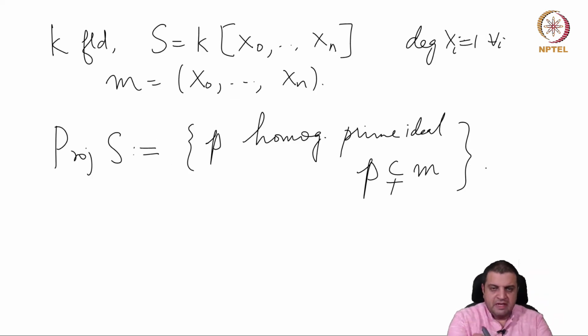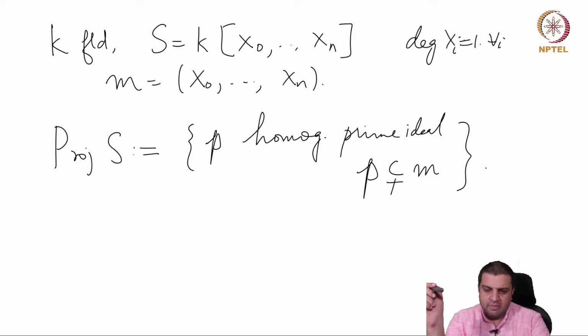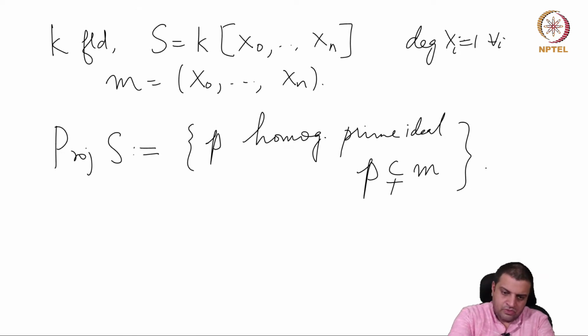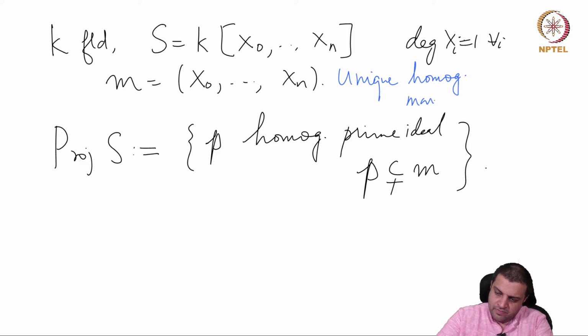For us, K would be a field. So this definition is restricted to the case where K is a field. The general definition is a little bit different, but we'll just keep it simple for ourselves. S is a polynomial ring in n plus 1 variables, x0 through xn, and the degree of xi is 1 for all i, and M is the unique homogeneous maximal ideal.